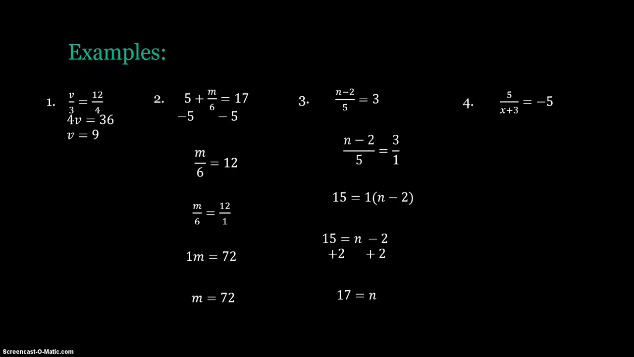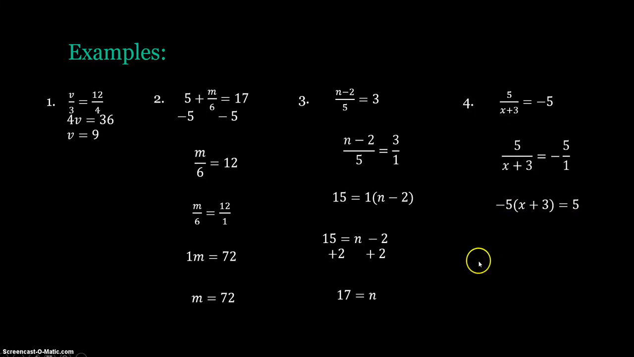Here's our fourth example. Again, we have 5 divided by x plus 3 equals negative 5. We need to make that into a proportion. And so that negative can be off to the side or it can be up with the 5. It doesn't matter. It only applies to one number though, so we're going to keep it with that 5 when we cross multiply. So we do negative 5 times x plus 3, and 5 times 1 is 5.